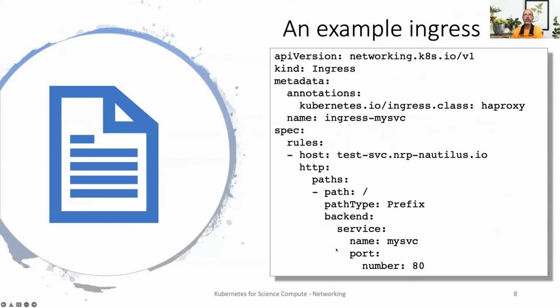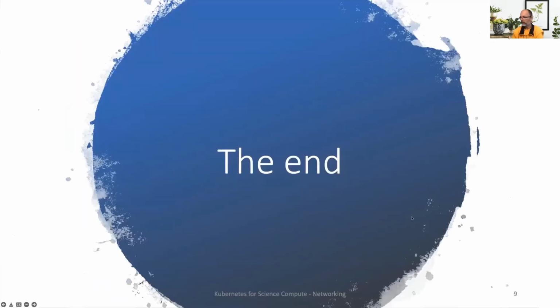So here is an example of ingress, and we will create a DNS name, test-service at nrp-nautilus.io, and any traffic that goes there will be routed to the service named my-service. As simple as that. And we will do some of that in the hands-on exercise. And that's the end of the slides. We now go back to the hands-on session.